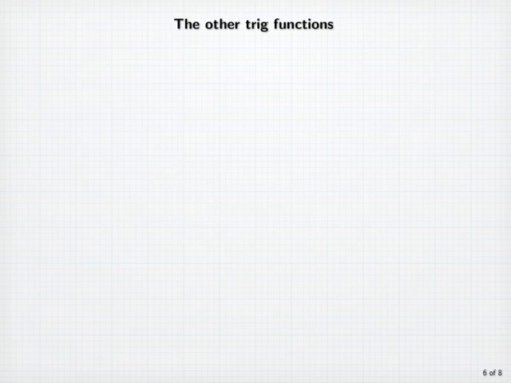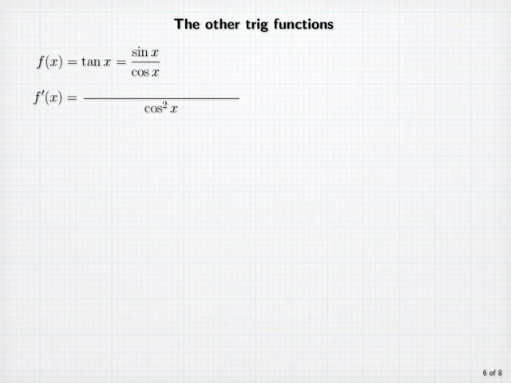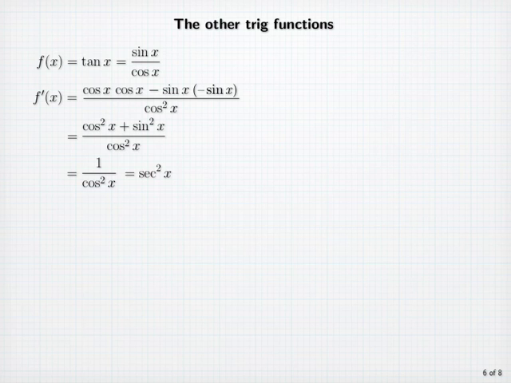The other trig functions. Let's look at the tangent function. Let f of x equal tangent x. This is the same as sine x over cosine x, so we can use the quotient rule to calculate f prime of x. The denominator will be cosine squared x. The numerator will be the derivative of sine x, or cosine x, times cosine x, minus the numerator sine x times the derivative of the denominator cosine x, which is negative sine x. We simplify the numerator and get cosine squared x plus sine squared x, which is 1. And so we have 1 over cosine squared x, or secant squared x.